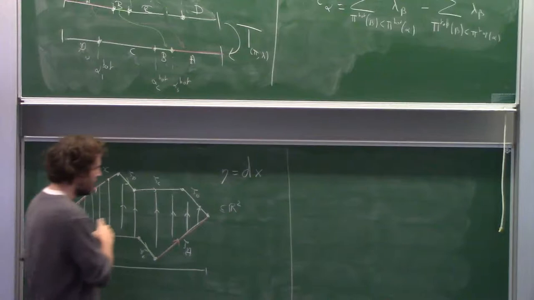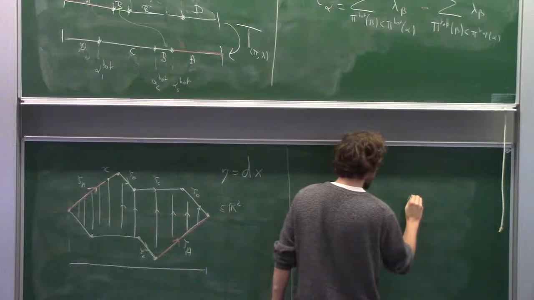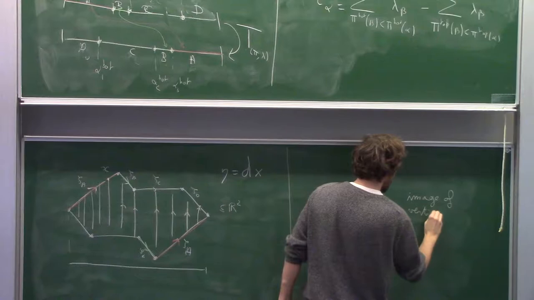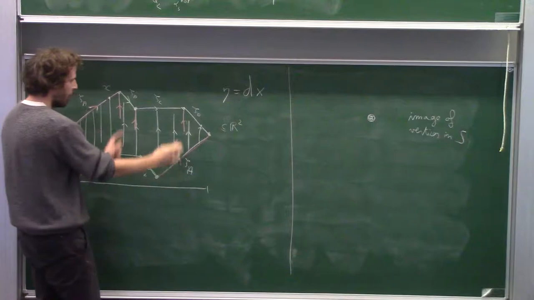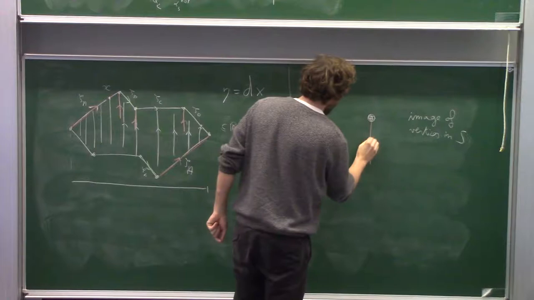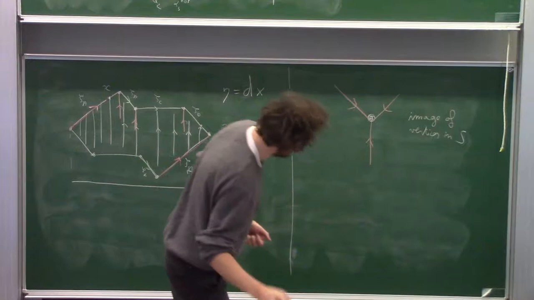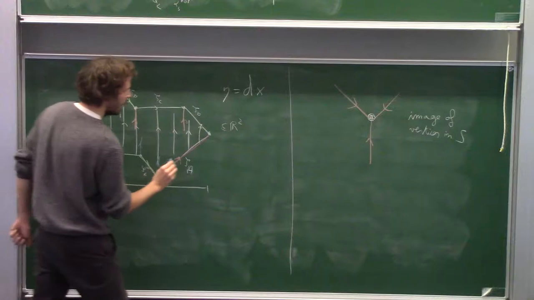And if you make a picture of the vertex, so this is the image of the vertices in the surface S, what you will see is that there are three half lines that end up at the singularity. And this is only one point in the surface. So you have three incoming things, and you also have three outgoing things. So you have a point looking like this.